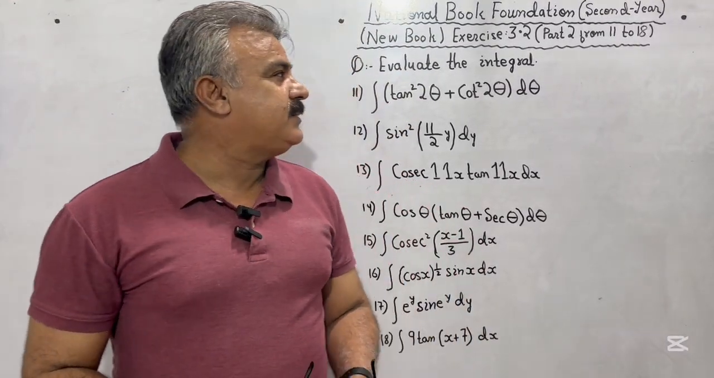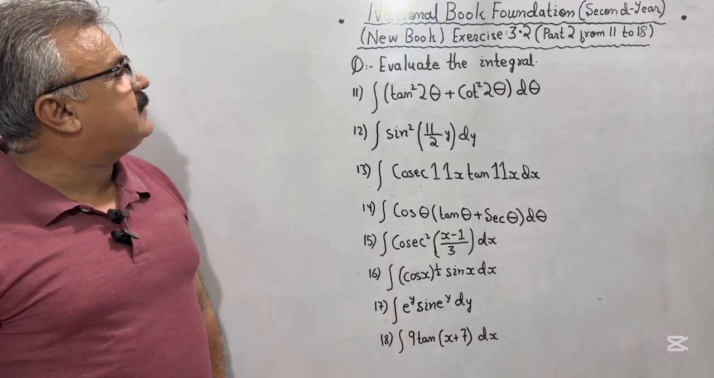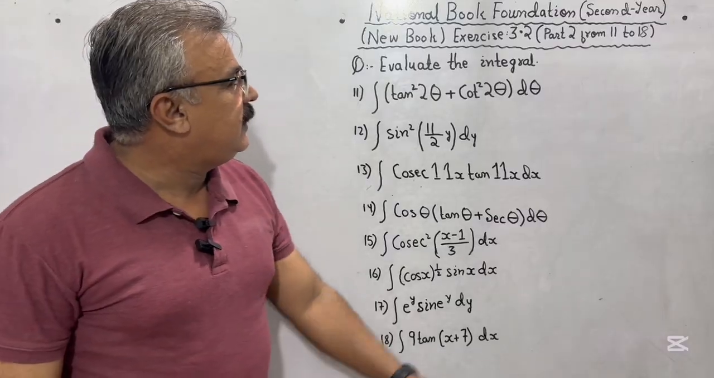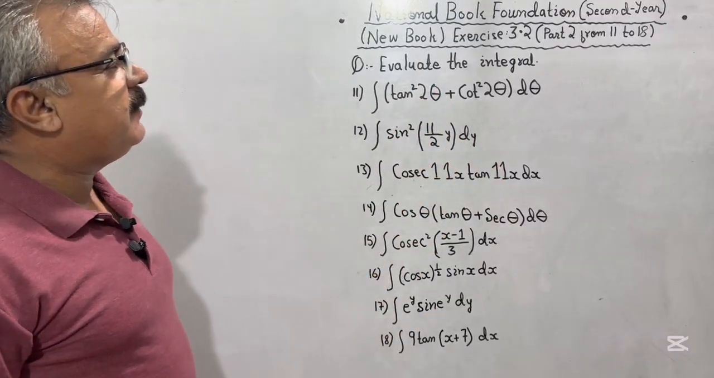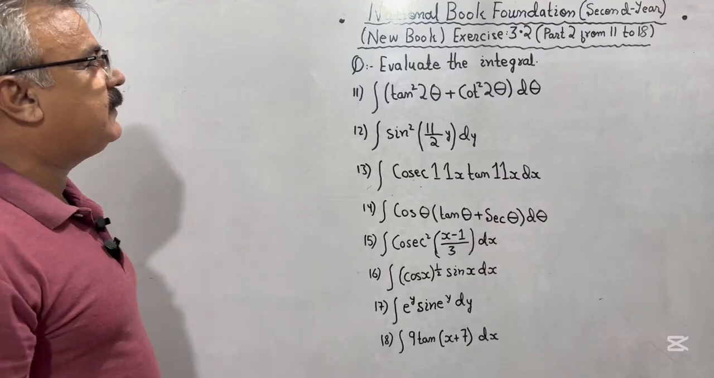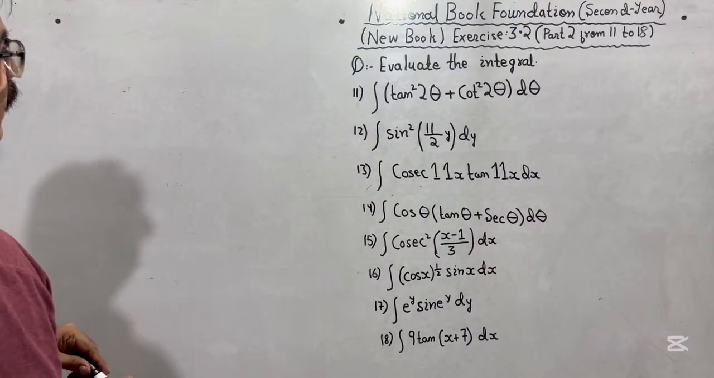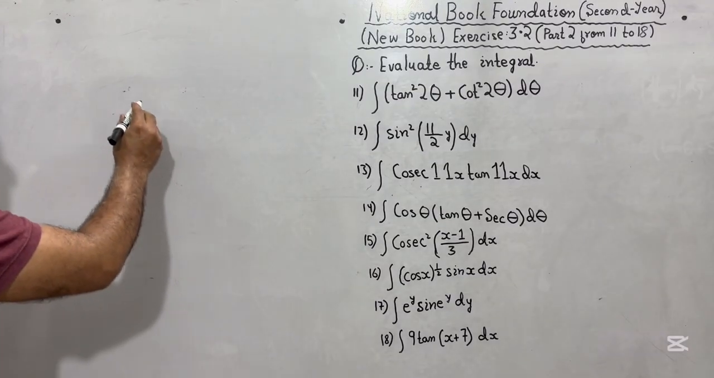Let's continue our journey of the new book of National Book Foundation that still hasn't been published. Exercise 3.2, part number 2. From 11 to 18, 1 to 10 we have done in our previous video. Without wasting time, let's start our business.